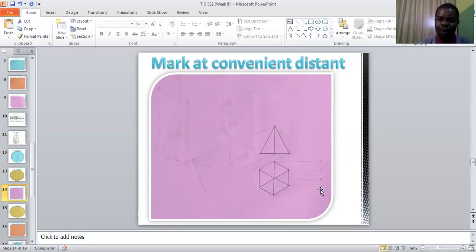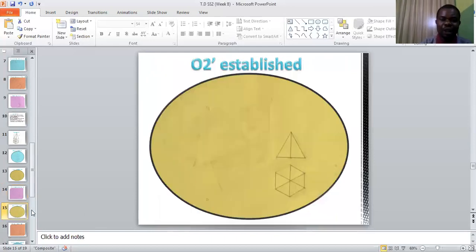O1, O2, O1, O2. You're also going to have them here as you have them in this place. But the mark is there at your convenient distance. This here to here does not have a measurement when you draw the line. If you have done that, the next thing you need to do is to establish your O2 prime.